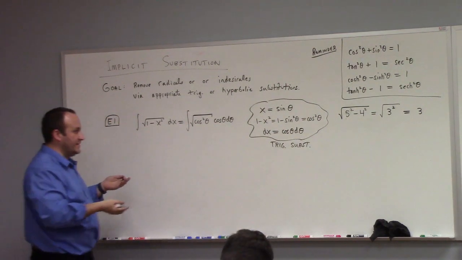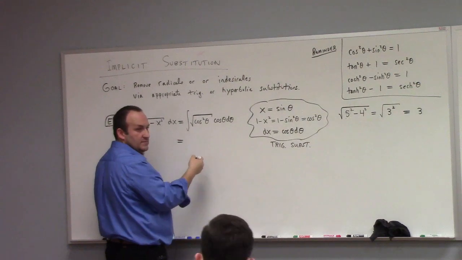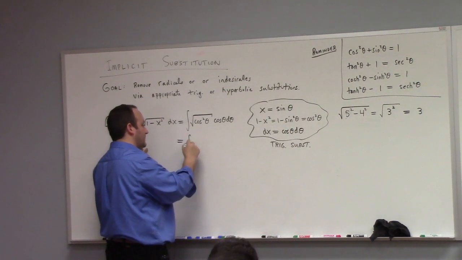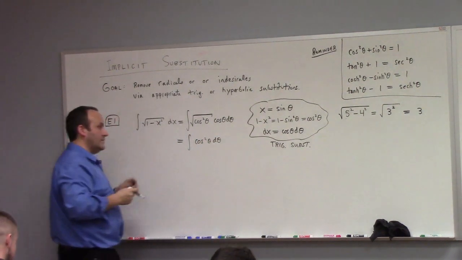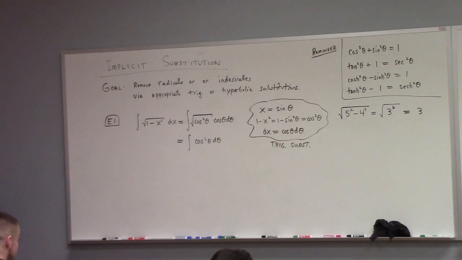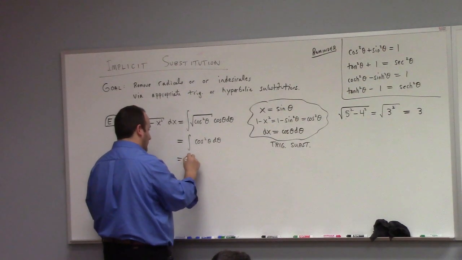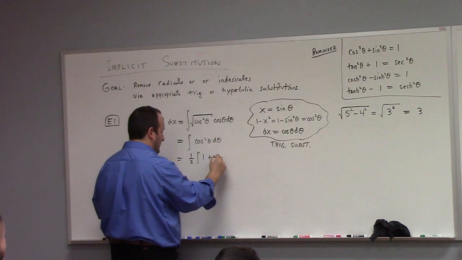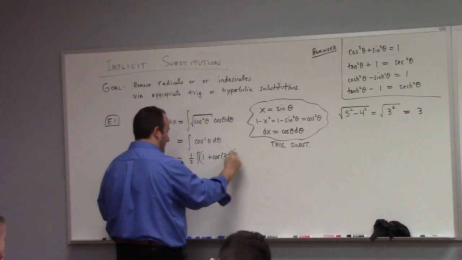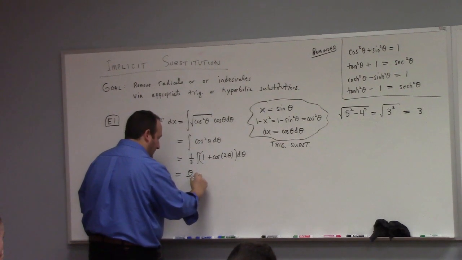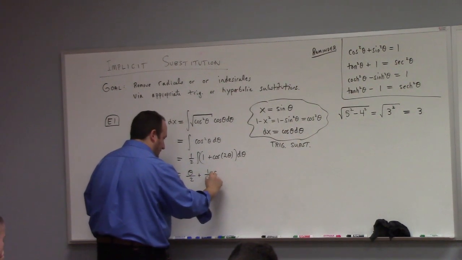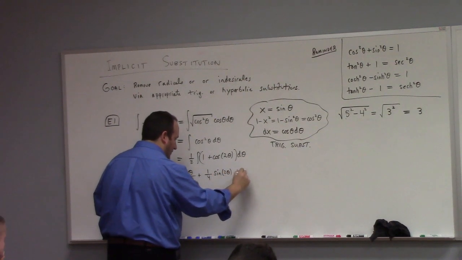But the square root of cosine squared is cosine, yeah? So that gives us cosine cosine, which is cosine squared theta d theta, which we're like, oh, we learned how to do that yesterday, right? So that is 1/2 integral of 1 plus cosine 2 theta, which we integrate, gets us theta over 2, plus 1/4 sine of 2 theta plus a constant.